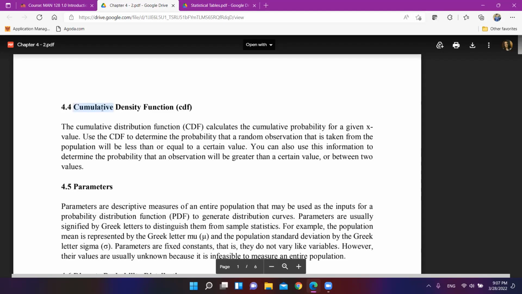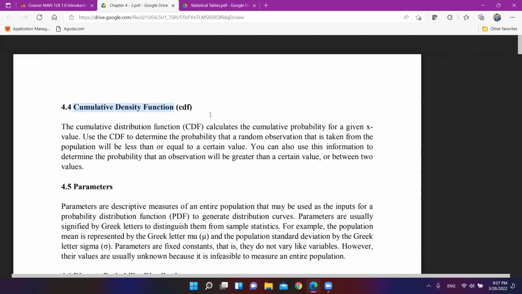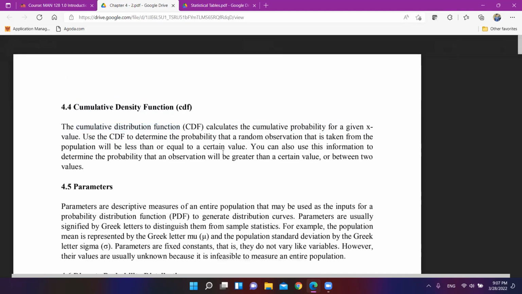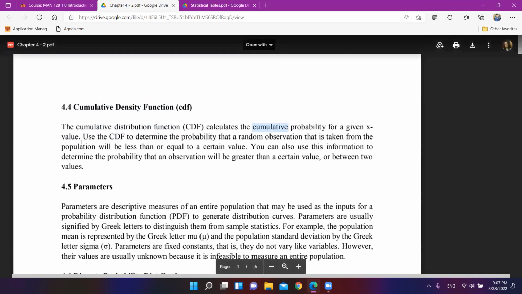Okay. So today we are going to discuss the second part of chapter 4, and we are going to start with the cumulative density function, CDF, or you can call it the cumulative distribution function. You can use either of these names. Usually we use CDF, cumulative distribution function. It calculates the cumulative probability. Cumulative means you are summing up the probabilities for a given X value.